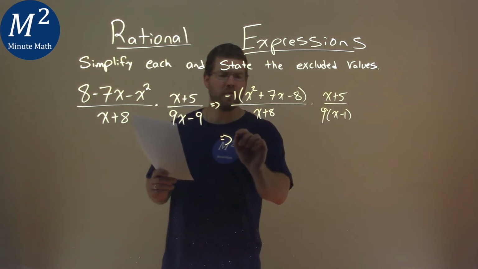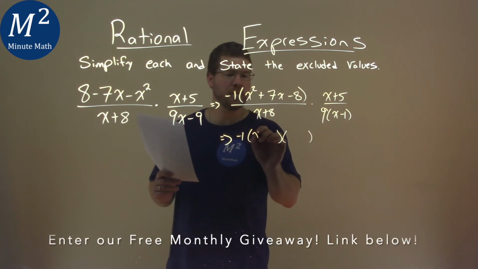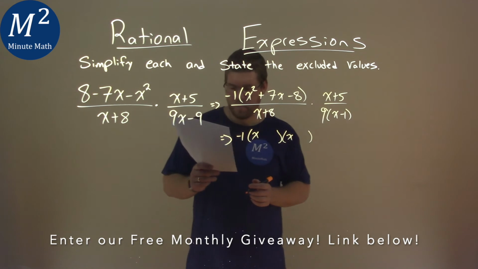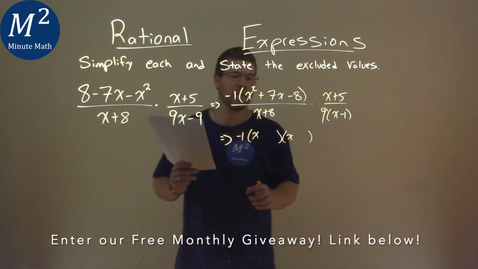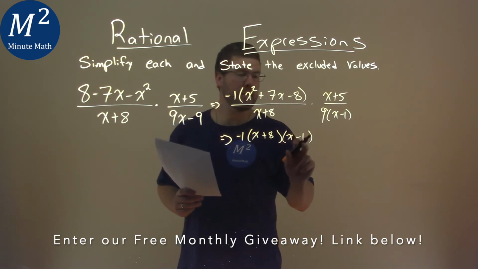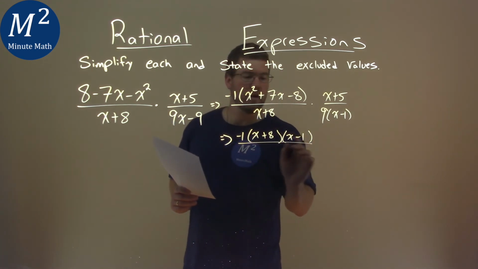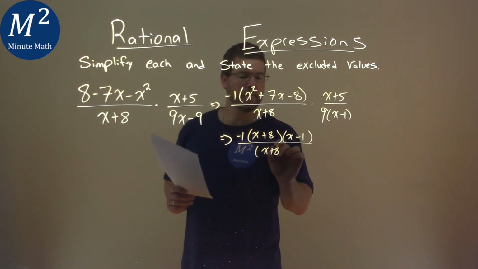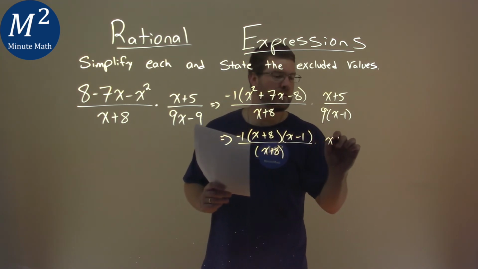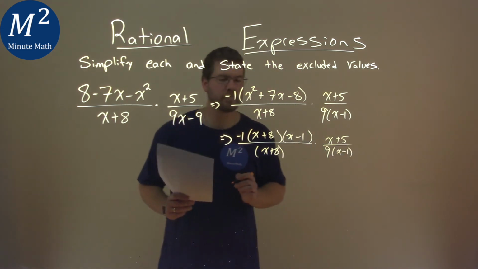And well, I want to factor that numerator. What two numbers, remember, multiply to be a negative 8, but add to be a positive 7, and that's going to be a positive 8 and a negative 1. 8 times negative 1 is a negative 8. Add the two, we get a positive 7. All over the x plus 8 here, and we bring down the other parts. x plus 5 over a 9 times x minus 1.